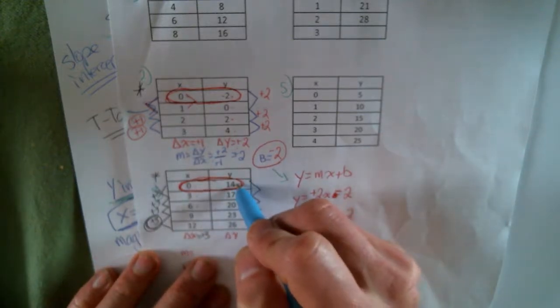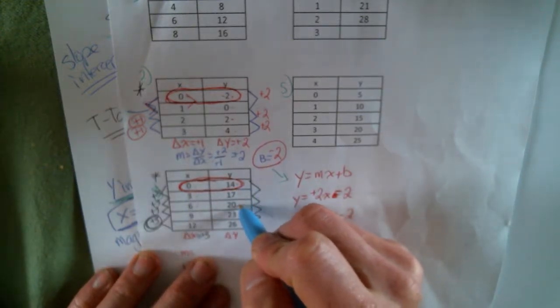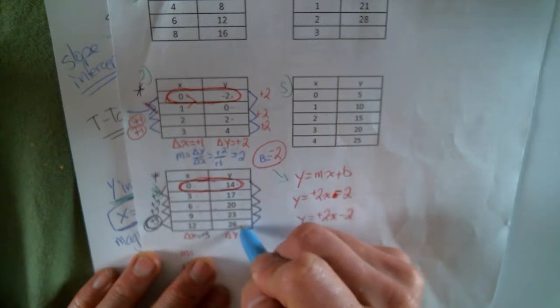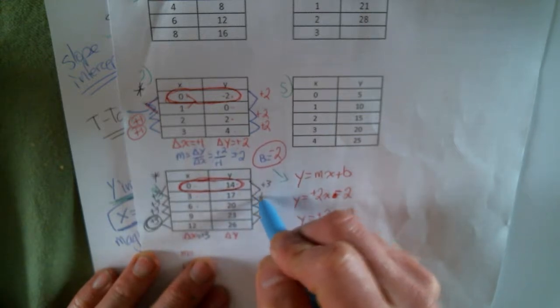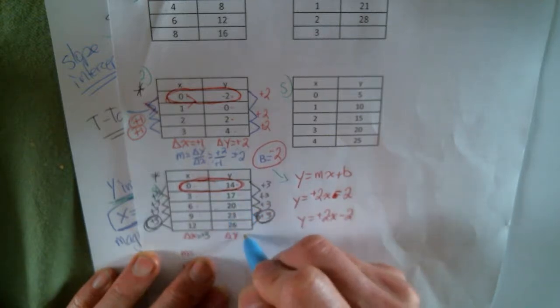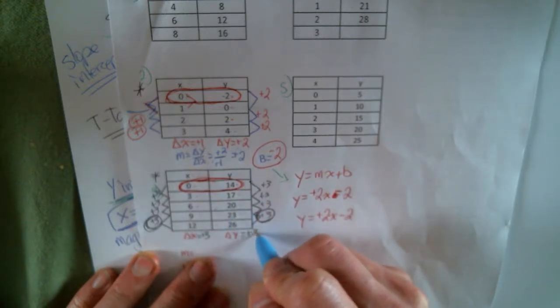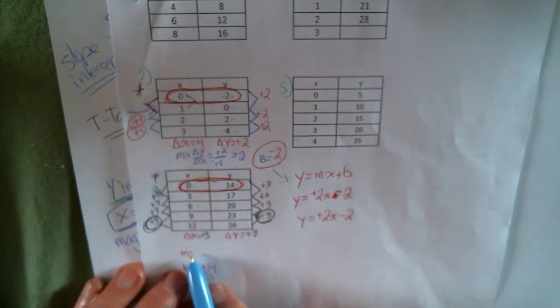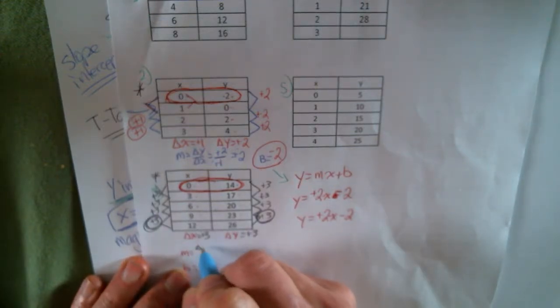Sweet. 14 to 17 to 20 to 23 to 26. It's going up by what? That's going up by 3 too. This is going to be a boring equation. Plus 3. Delta y equals plus 3. Slope. Don't get lazy here. Delta y over delta x.